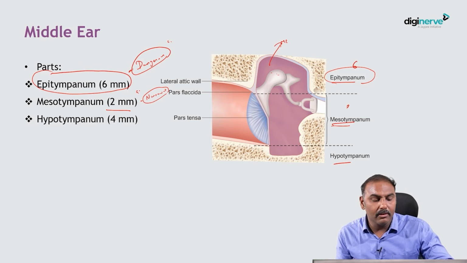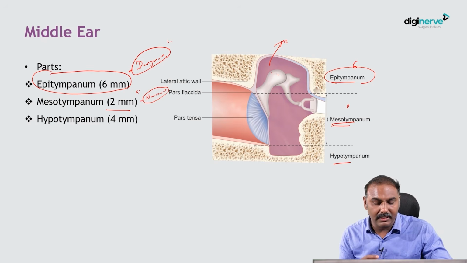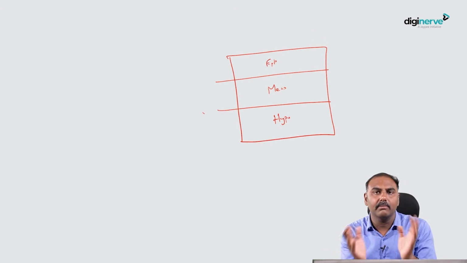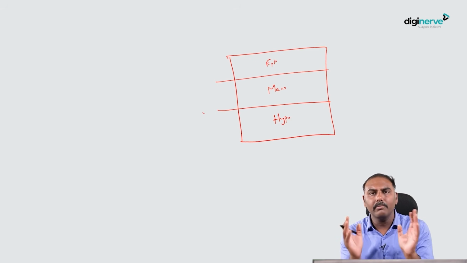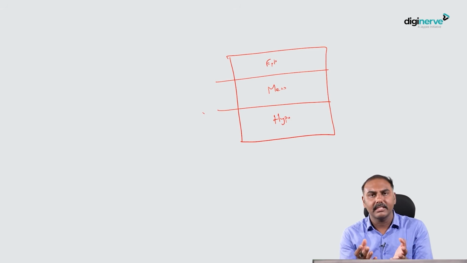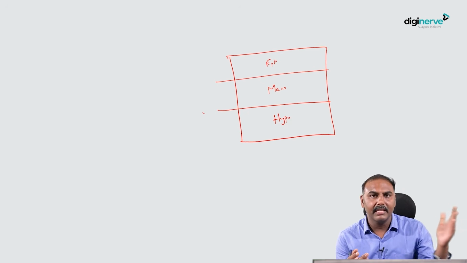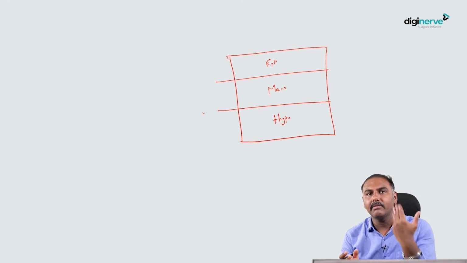Coming on to the boundaries of the middle ear, what are the things they will ask? As I said, the middle ear is a box-shaped structure. It's like a box. So how many walls are there in the box? Say we are sitting in a room, you are attending my class in this room. How many walls does this room have? You all know this has a roof, a floor, a medial wall, a lateral wall, an anterior wall, and a posterior wall.